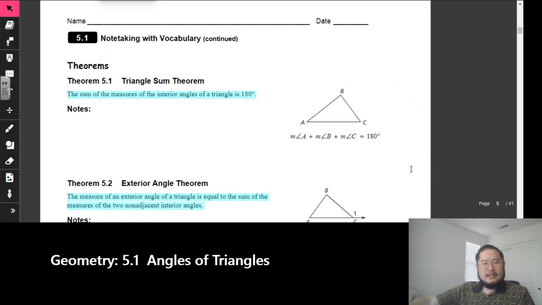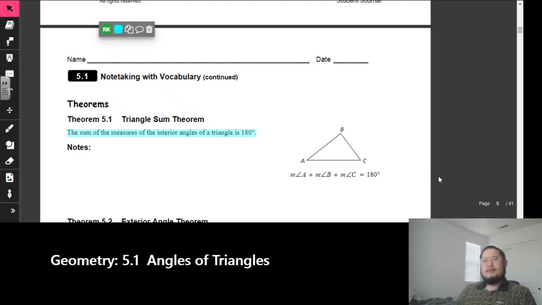All right, we got some theorems here. Okay, the first one, the sum of the interior angles of a triangle is equal to 180 degrees. So that is the triangle sum theorem. If it is a triangle, then the 3 interior angles add up to 180, no matter what. Otherwise, it's not a triangle.